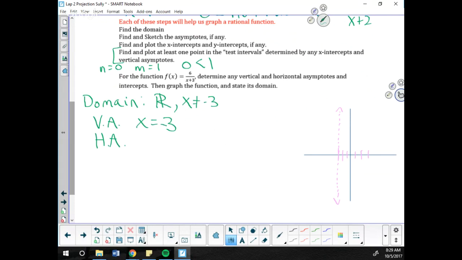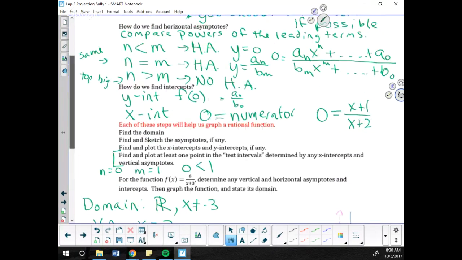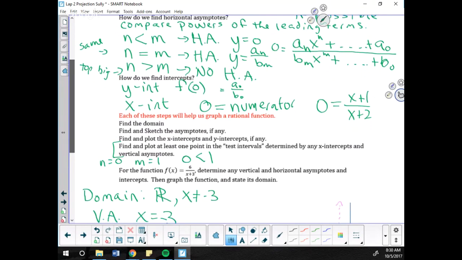Because we only count the variables with powers, not the coefficient. Wait, what's n? N is the power of the top, the numerator. M is the power of the denominator. I don't know why they don't use D, don't ask. Maybe denominator with M then. I have no idea. How do you get 0?